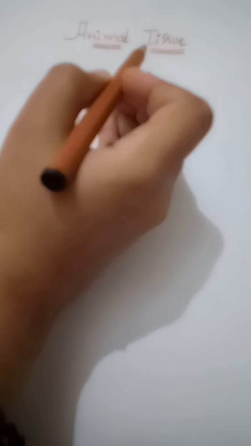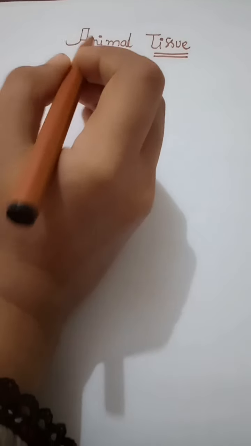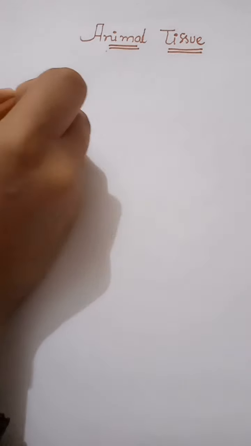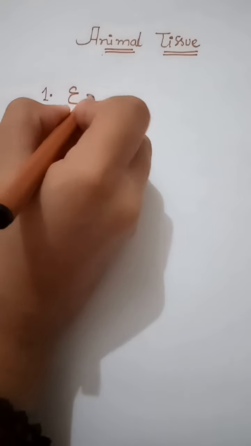Today we are discussing the topic of animal tissues. What are animal tissues? Animal tissues are mainly classified into four main groups, namely number 1, epithelial tissue.